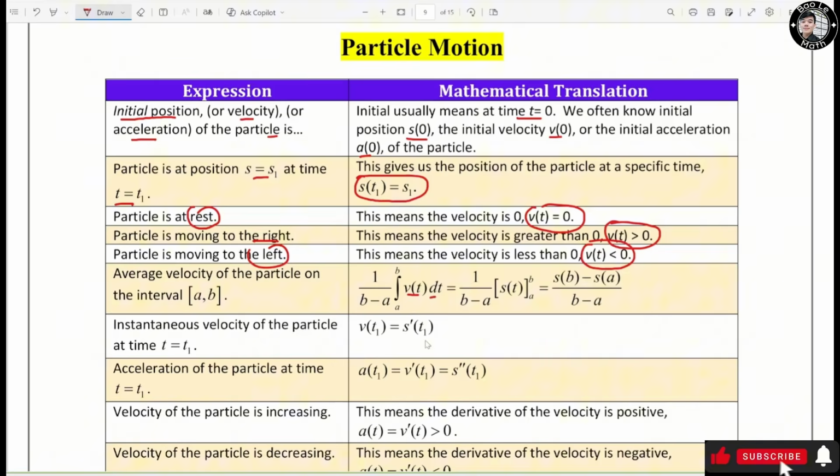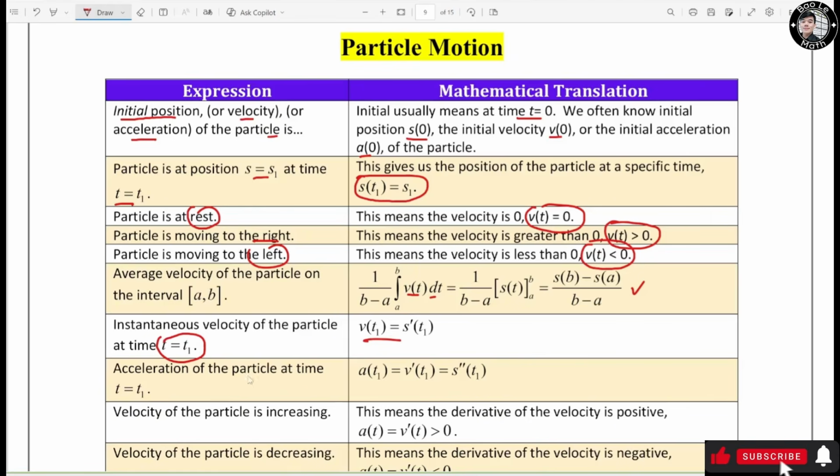Alright, and then we're going to apply the fundamental theorem of calculus. It could be 1 over b minus a times s of t, because the antiderivative of v of t is going to be s of t evaluated from a to b, right? And it's going to be s of b minus s of a over b minus a, right? Instantaneous velocity of the particle at time t equals t1. We're going to take the first derivative of the position function, right?